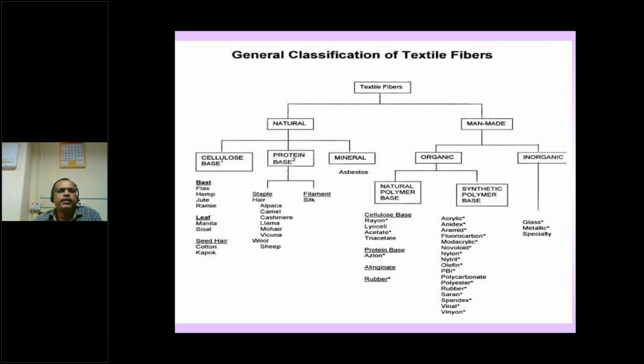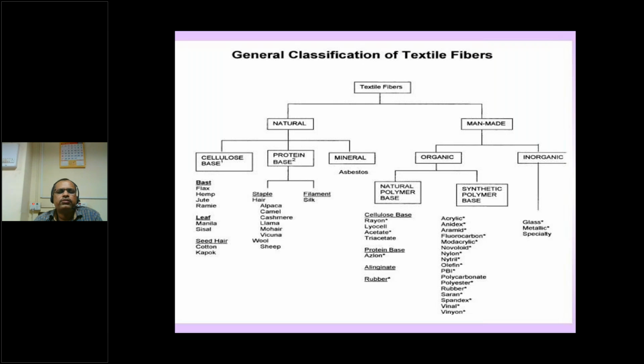Today we say that linen is the flax group of fiber. The fibers which we collect from the leaf are manila and sisal, and the fibers which we collect from the seed are cotton and kapok. These are the seed fiber, leaf fiber, and bast fiber. This is cellulosic fiber.